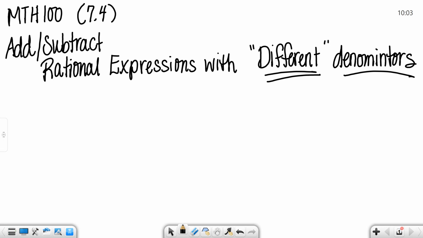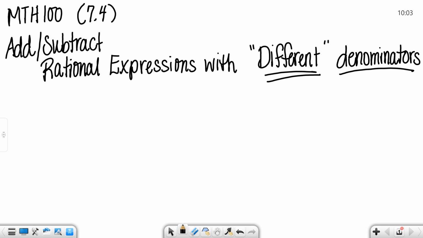Math 100 lesson 7-4 is going to be about adding and subtracting rational expressions with different denominators. And I just realized that I spelled denominators incorrectly, so let me fix that. Sorry about that.